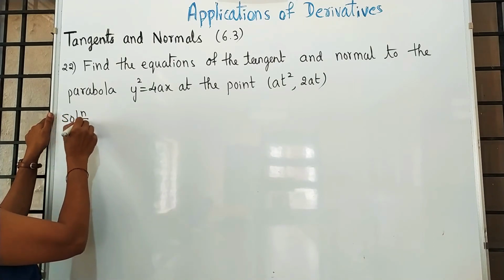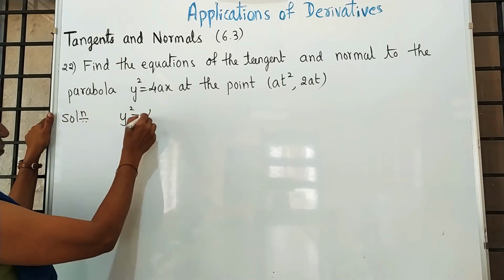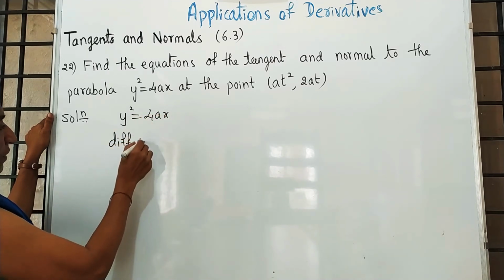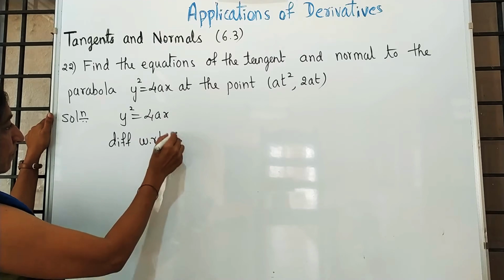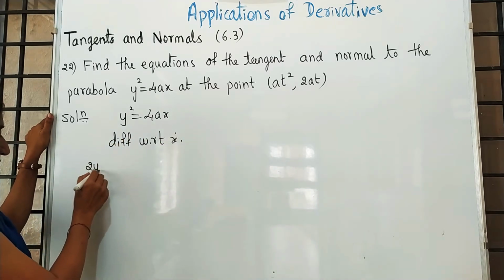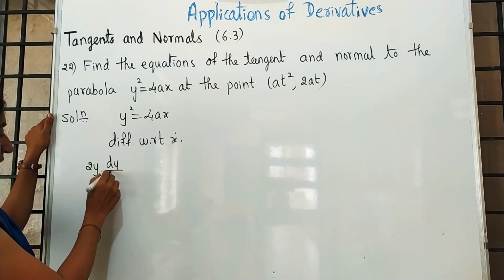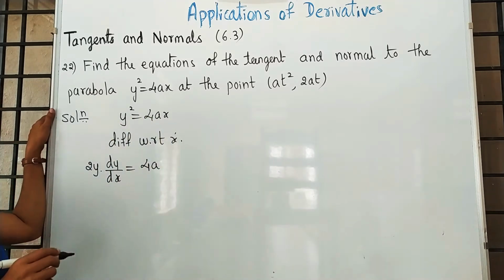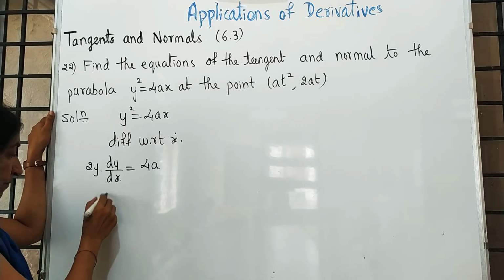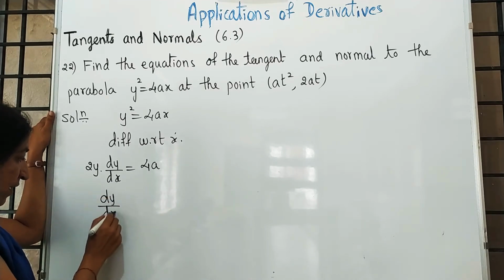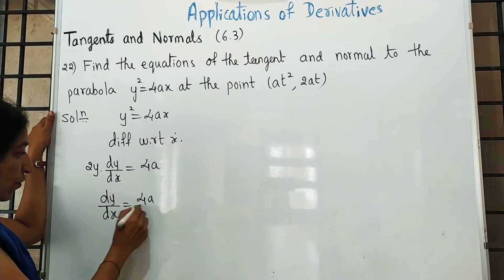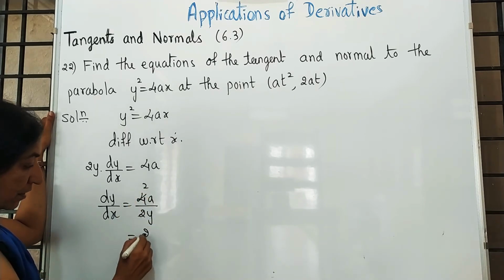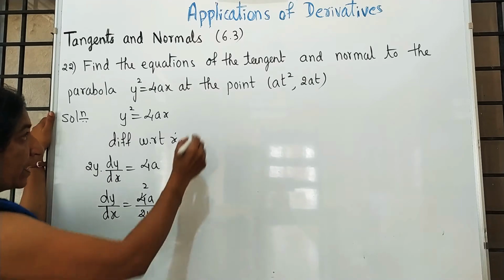So write down y square is equal to 4ax. Differentiate this with respect to x. Differentiation of y square is 2y into dy upon dx is equal to 4a. Differentiation of x with respect to x is 1. Dy upon dx is equal to 4a upon 2y. This is 2a upon y.